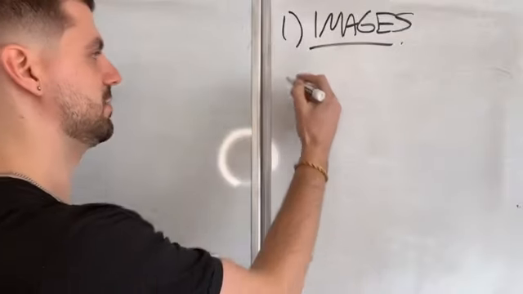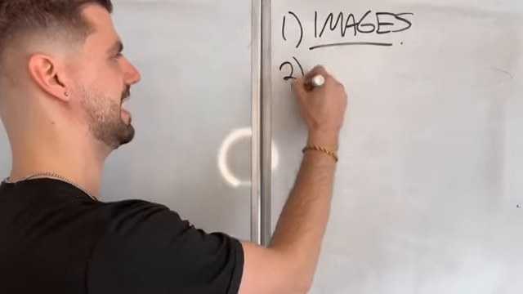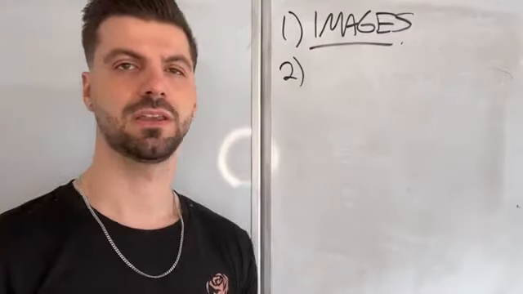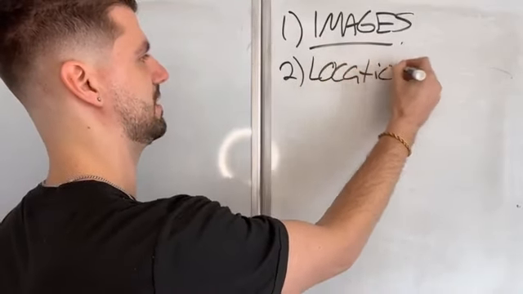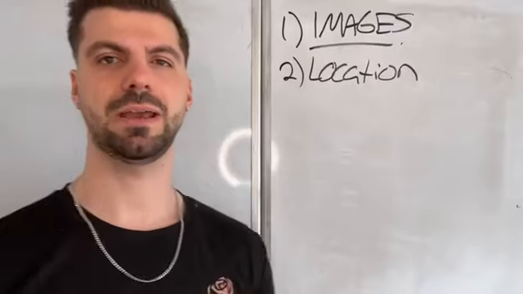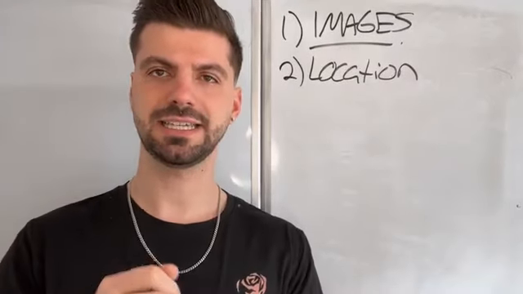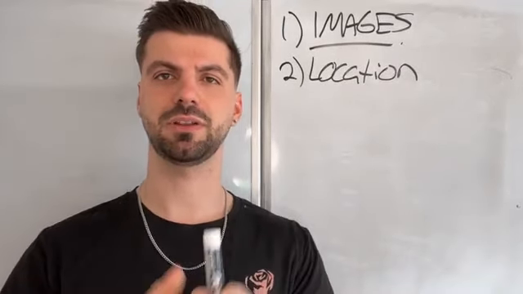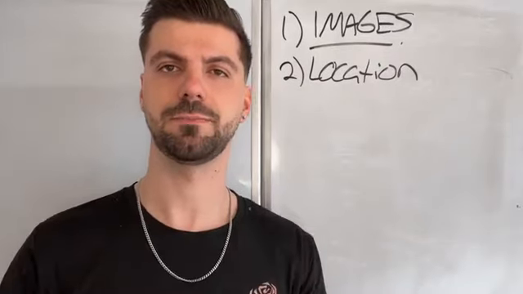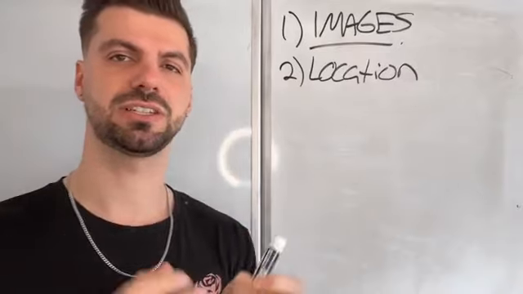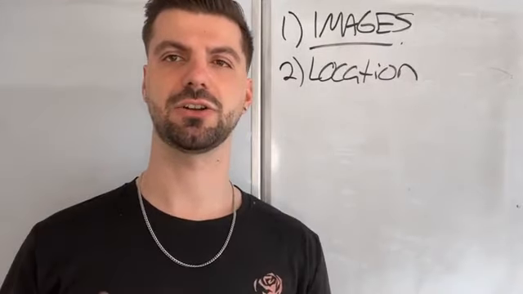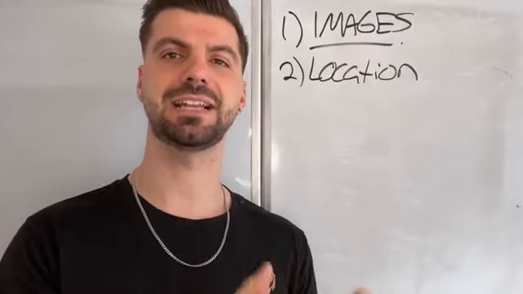The second thing that you could do, so let's say that you do the images and it's still not really working. The second thing that you could do is start experimenting with the location. And what I mean by this is, let's say that you live in a city with a population of 1 million people. The best thing that you can do that we've discovered is to split up the location that you're targeting in multiple different ad sets.